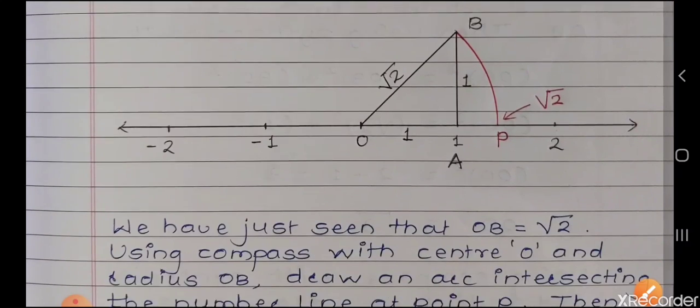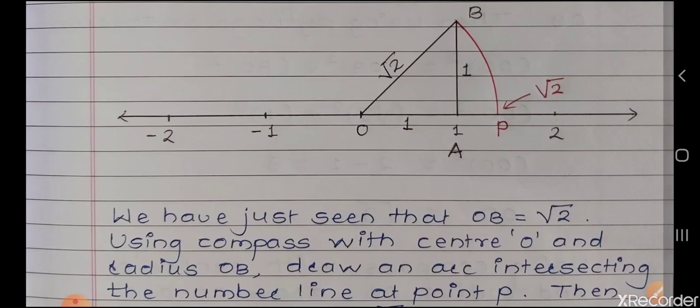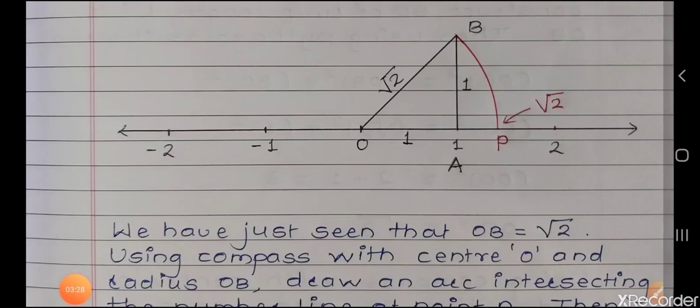So here we have just seen that OB is equal to square root of 2. First, here I draw a number line: 0, positive numbers 1, 2, 3 and so on, and negative numbers -1, -2 and so on. Here the coordinate of point A is 1. Here the number 1 is denoted by point A.